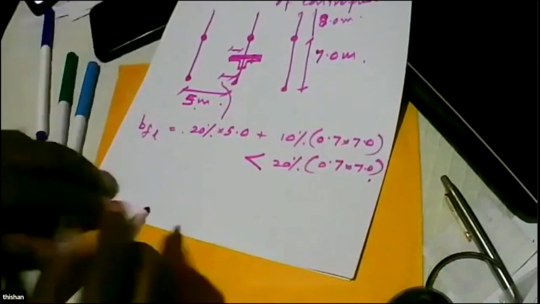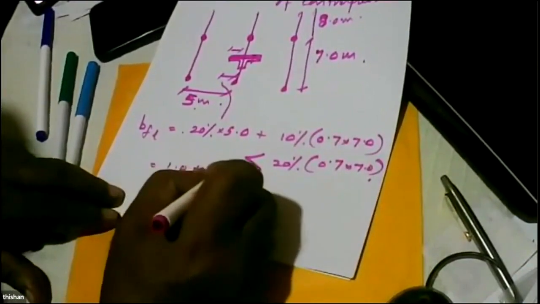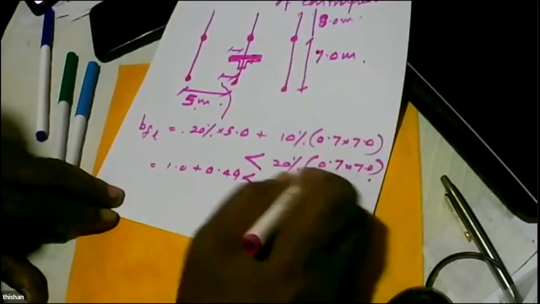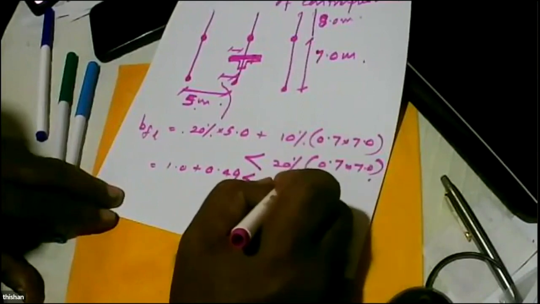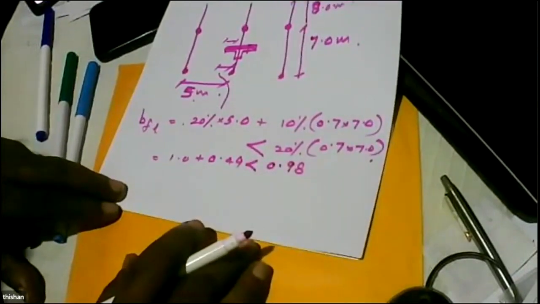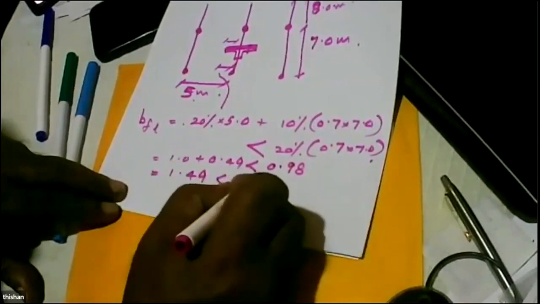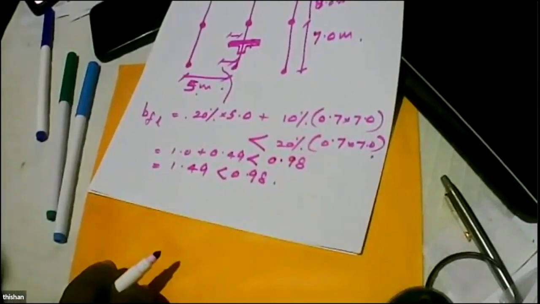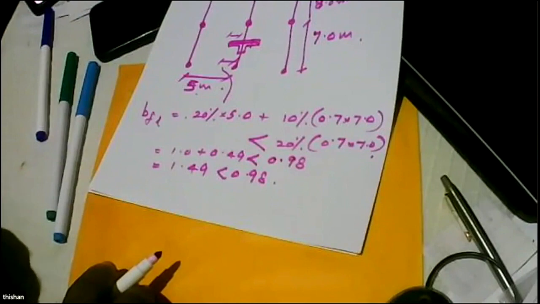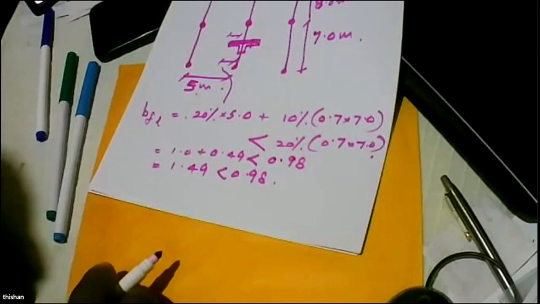So let's calculate. Bandhu, what is this? 1 plus 0.49. Should be less than 0.98. Is that right, Bandhu? So what is governing then? This 20% rule is governing. 20% of 5 is 1. 0.7 into 7 is 4.9. 10% of 4.9 is 0.49. And 20% of 4.9 is 0.98. So 1.49 should be less than 0.98. So which is governing? 0.98 is governing.